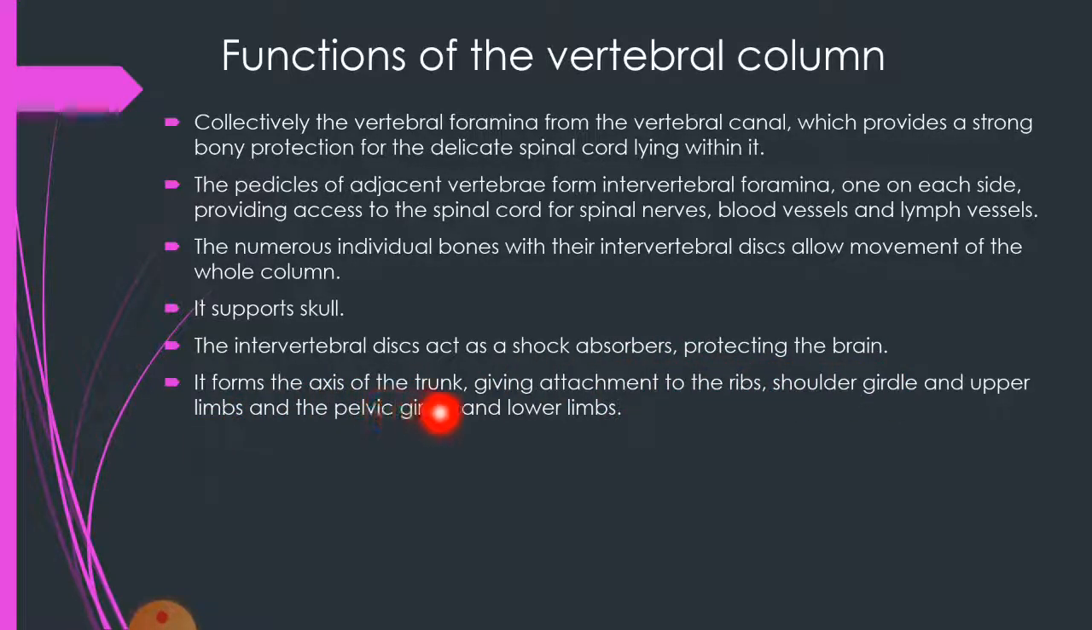It forms the axis of the trunk. The vertebral column forms the axis of the trunk, giving attachment to the ribs, shoulder girdle, and the upper limbs, and the pelvic girdle and the lower limbs.